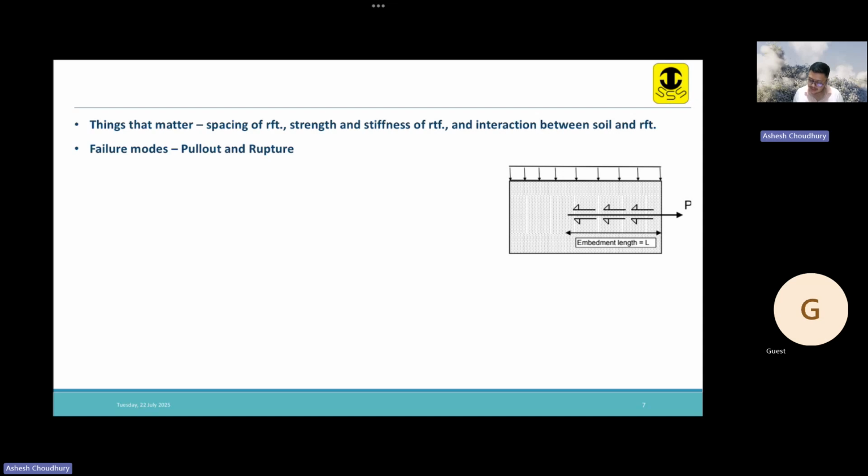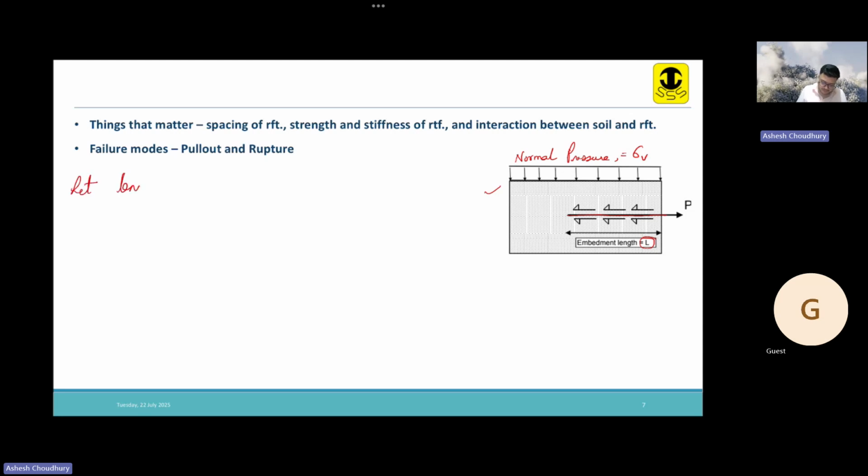Say this is a soil block, and in the soil block we have a reinforcement that is embedded up to embedment length L. We are also applying some normal pressure, sigma B, on the soil. Now, this reinforcement can fail in two ways, pull out or rupture. Let us see what these are.